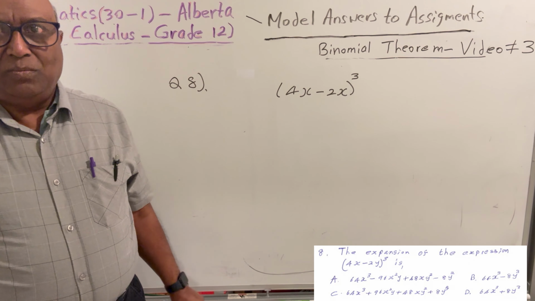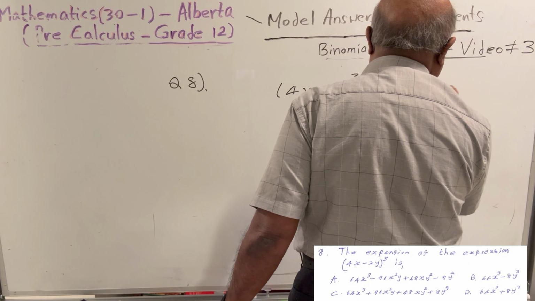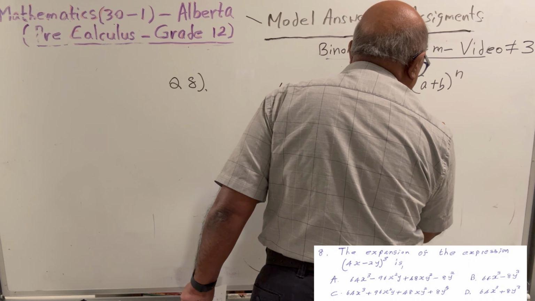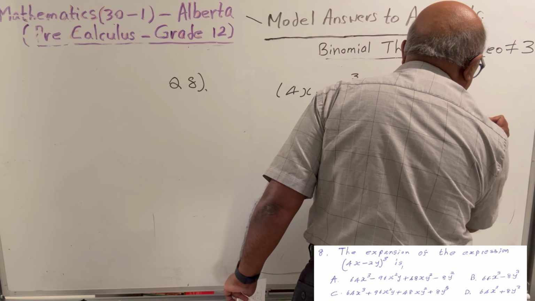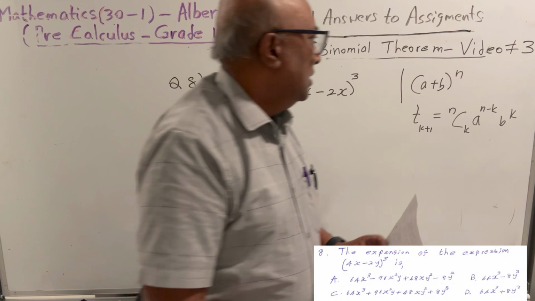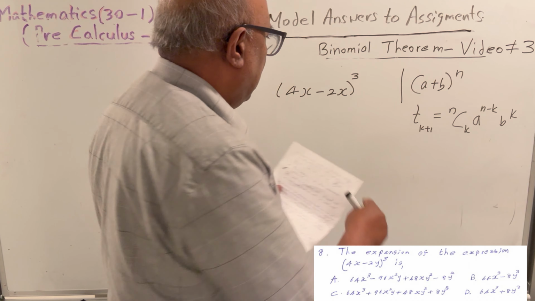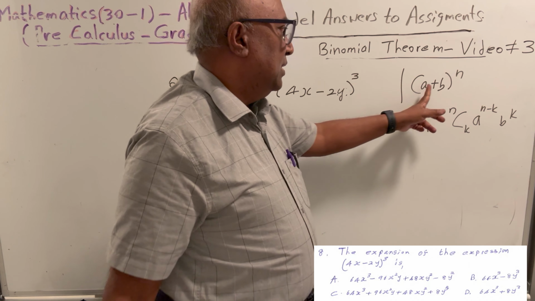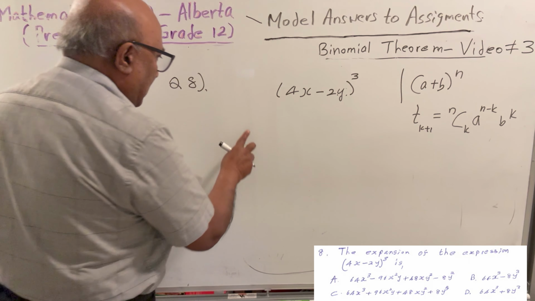How do you do this? Let's apply the binomial theorem. (a + b) to the power n, the general term, the (k+1)th term, nCk a to the power n minus k, b to the power k. In order not to confuse with the x and y terms, I introduce different symbols this time, a plus b to the n. This is the general term. Okay, let's start from here.